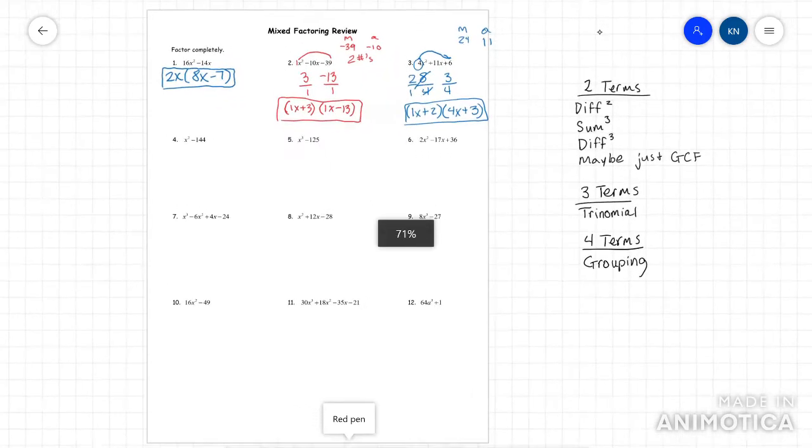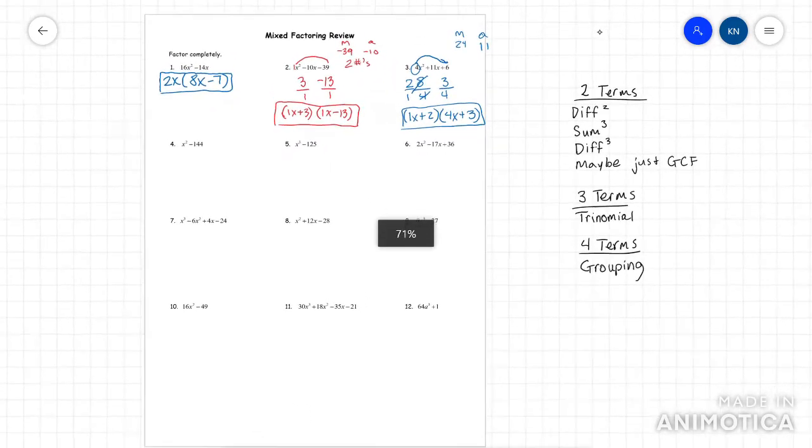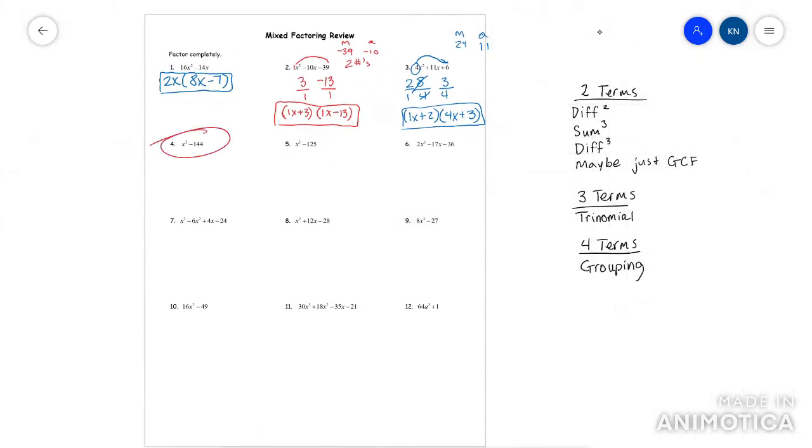Now we get to some 2-term ones. So look at number 4. There are 2 terms there. So it's got to be one of these. And now I look at the exponent. It's a 2. So it's probably going to be a difference of squares as long as these numbers are perfect squares. Well, 144 is. It's 12 times 12.